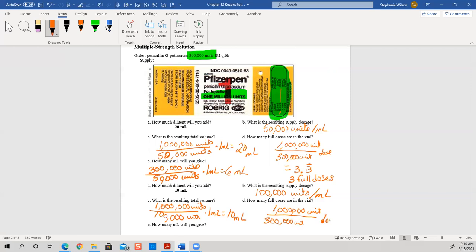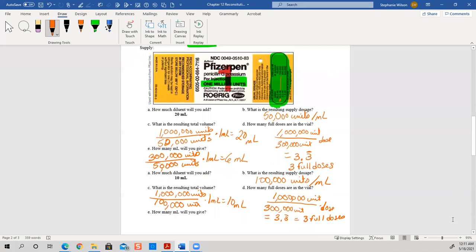It's per dose. And that gives me 3.3 repeating, so we're going to say 3 full doses. Kind of see the pattern here? Now I want to know how many milliliters we'll administer.